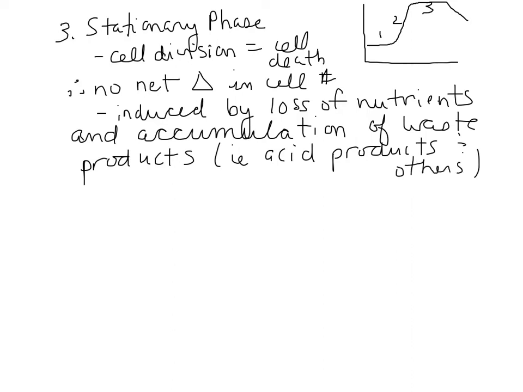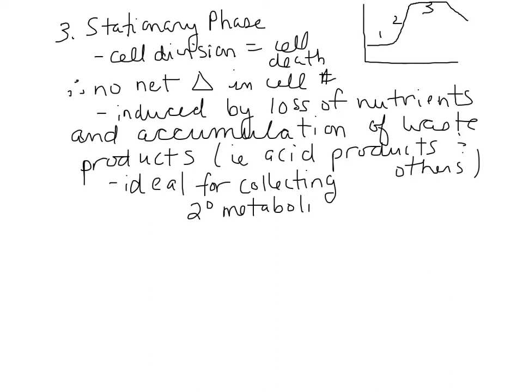Okay. This is a really good time, if you're a scientist working with an organism, an ideal time for collecting what are called secondary metabolites. Examples of those are antibiotics. Secondary metabolites are things that cells make that are not the byproduct of central or energy-yielding metabolism, but that are for some other purpose, signaling, for example, as is the case for antibiotics.